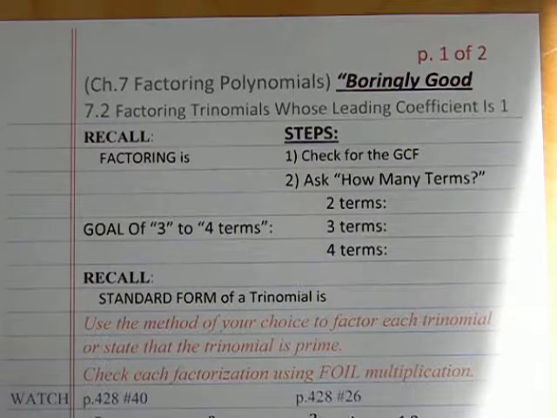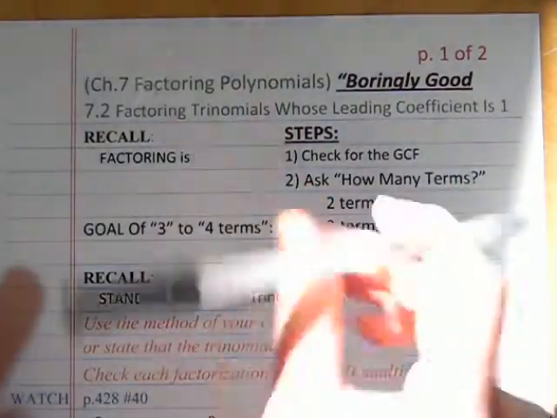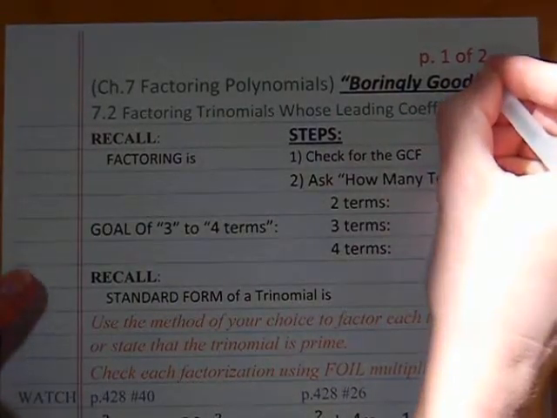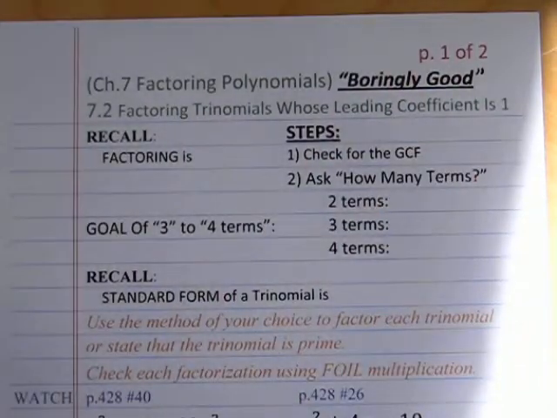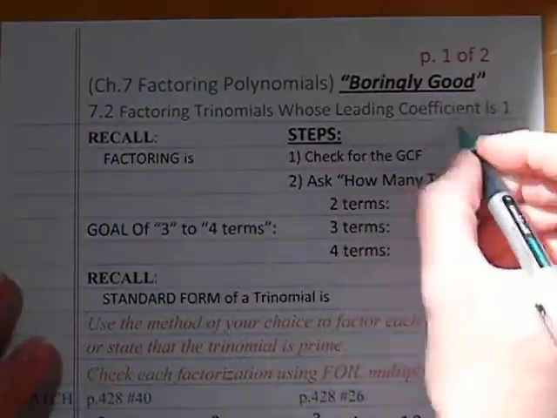Right, starting in section 2 of chapter 7. Again, we're working towards being boringly good. It's like my little quotes got cut off there. Getting boringly good at factoring, which means we're going to follow the same steps over and over again every single time. We're always going to check for the GCF, always.